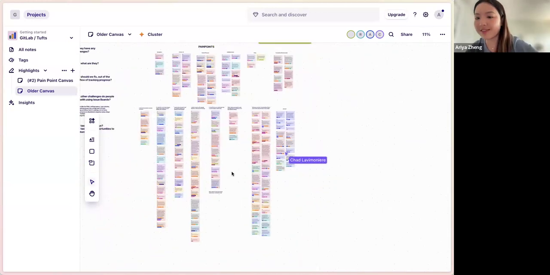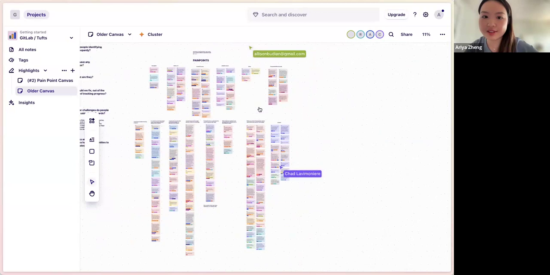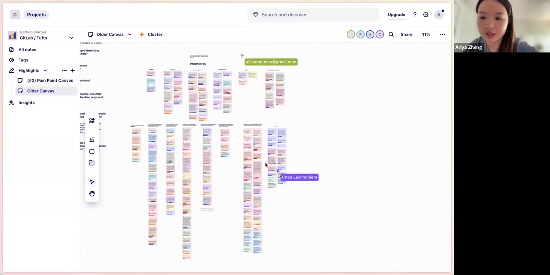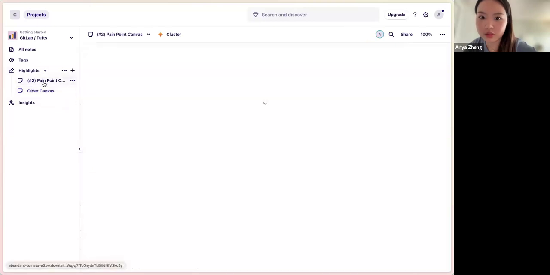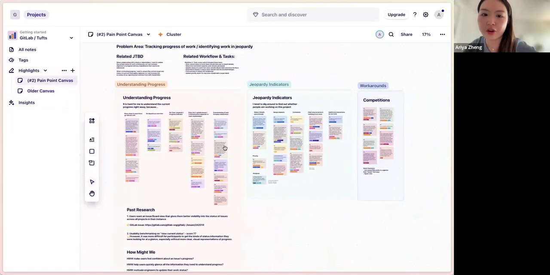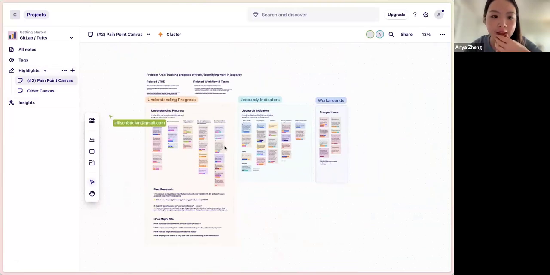Okay, does anyone else have anything to add or any questions at this point? Okay, then I'll jump to the more fine-combed version of the map.